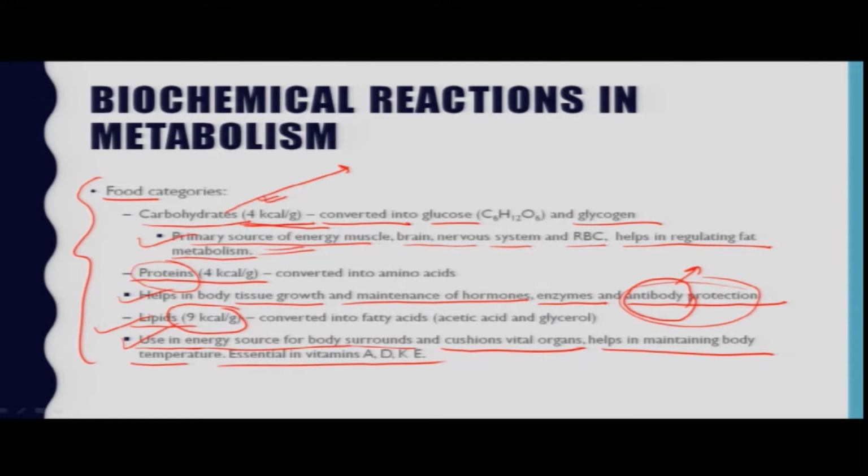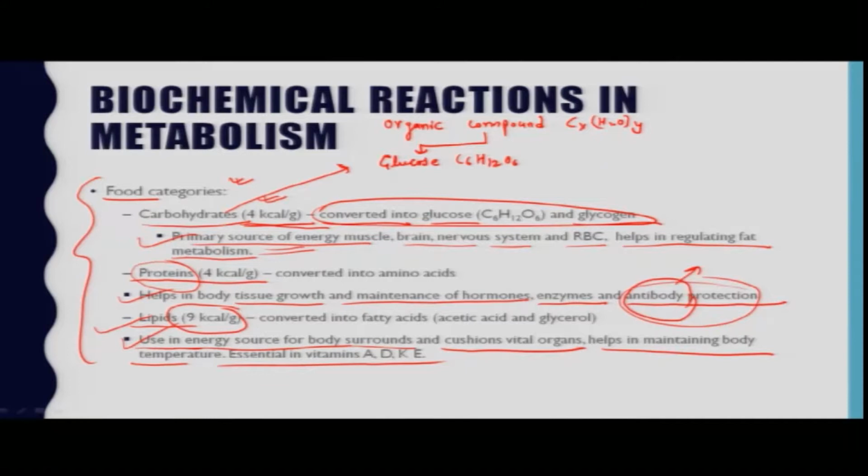And basically for carbohydrate, if we talk about the conversion to glucose and glycogen, let's have a brief overview of the functioning of carbohydrate. Carbohydrate is basically an organic compound, having a general chemical formula of CxH2Oy, and it is simply transformed into two simpler sugars. One is glucose, whose chemical formula is C6H12O6, and the second kind of sugar is glycogen, whose chemical formula is (C6H10O5) times n. This glycogen is stored in the muscles.